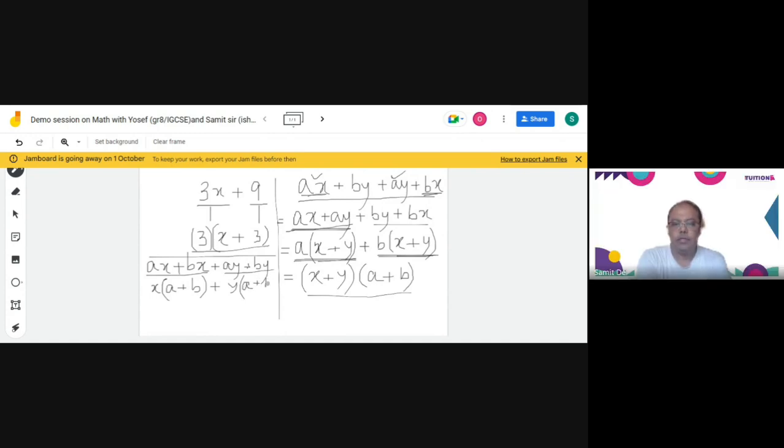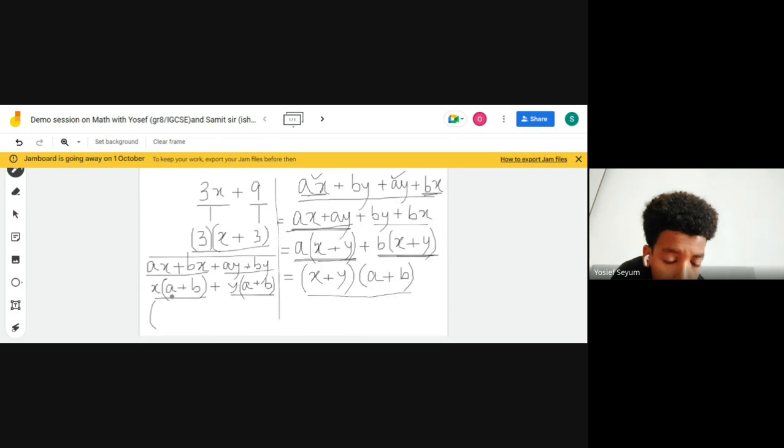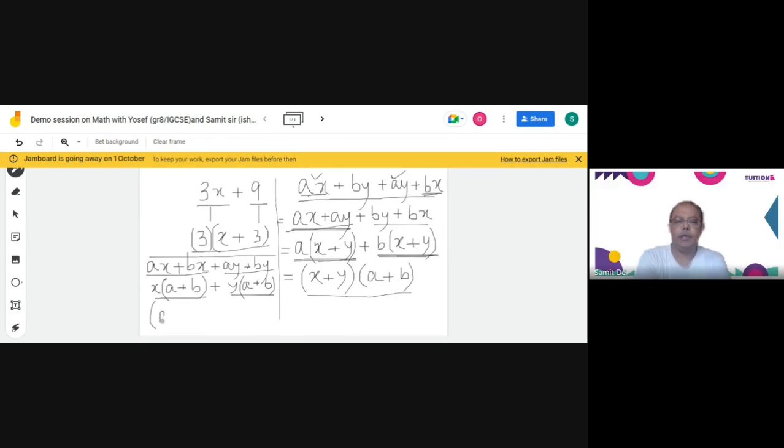So these are the two expressions now. This and this. What is common? a plus b is common. Very good. So we take a plus b out. We are left out with x plus y.